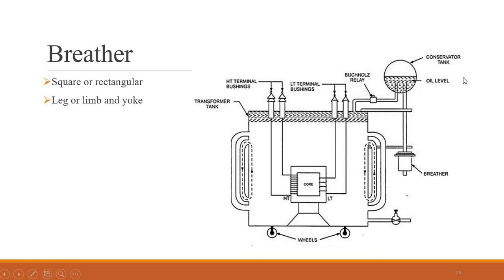It may be dry, it may be wet. If the wet air is there, it may contain moisture. To avoid the contact of moisture with this oil, because oil will get contaminated, the breather is there. The breather has silica gel, and silica gel will absorb the moisture, and clean air will come to the conservator tank. So this is the function of the breather.